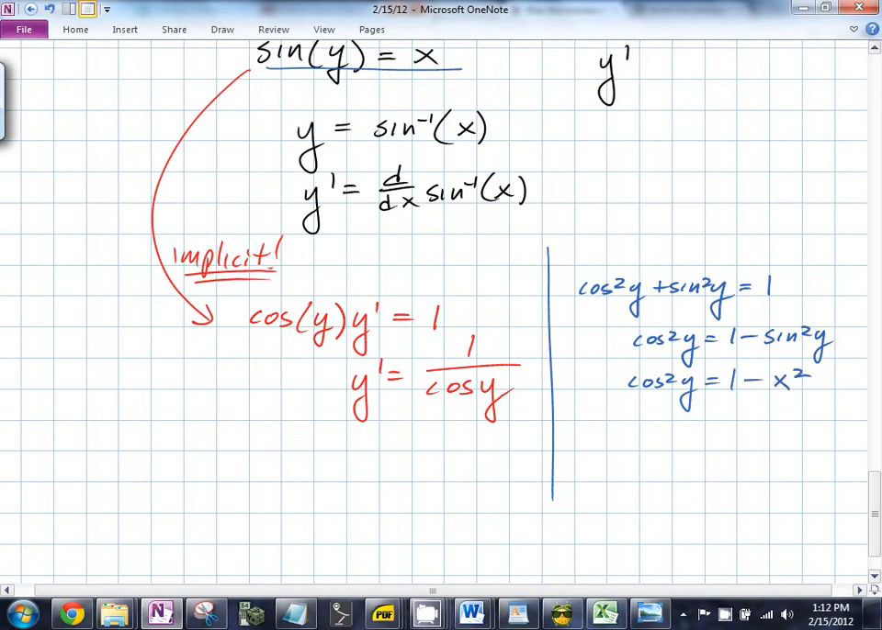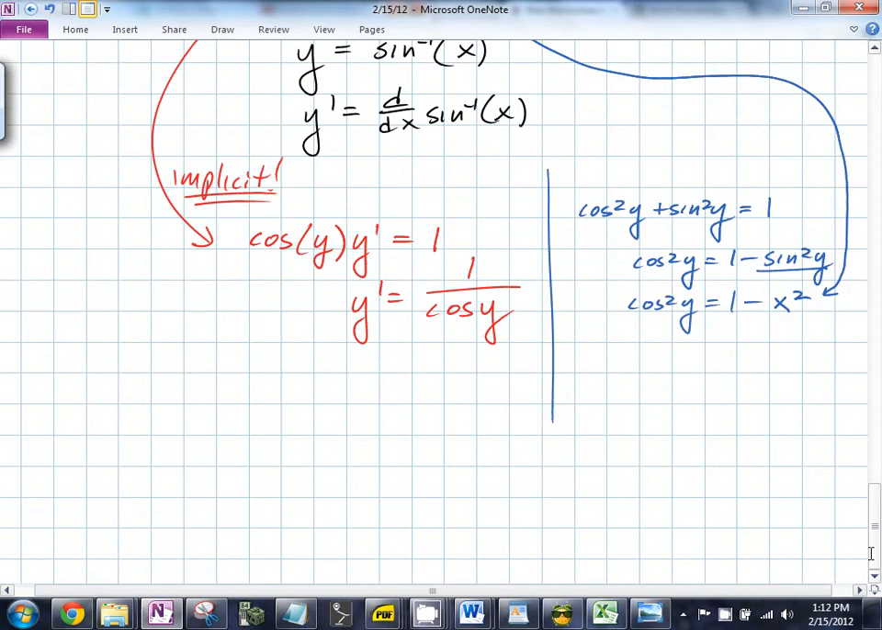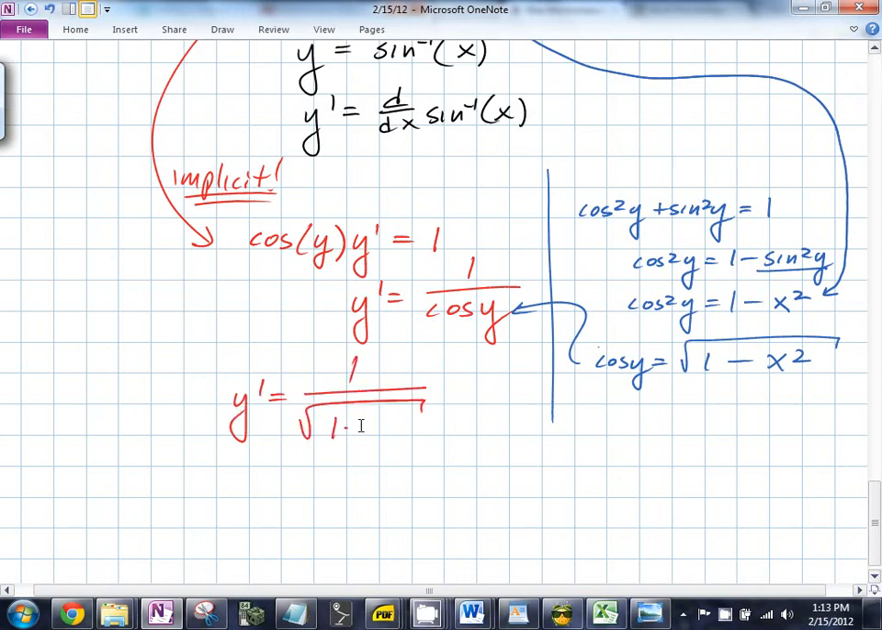Take a look. You see this right here? You see that, everybody? I defined the function as x equals sine y. We had sine squared y here, so what does that equal? X squared. So what does cosine y equal? The square root of 1 minus x squared. So we can plug it in right there, and what do we end up with? Y prime is equal to 1 over the square root of 1 minus x squared.